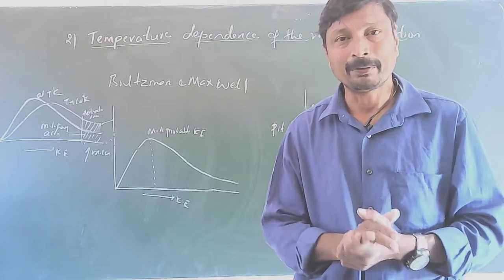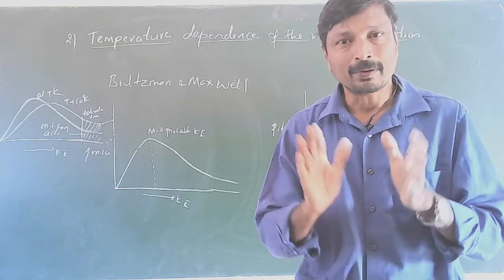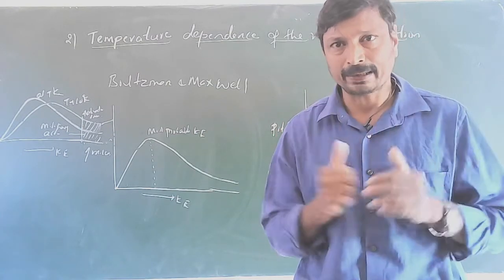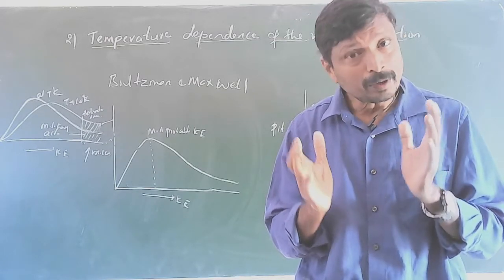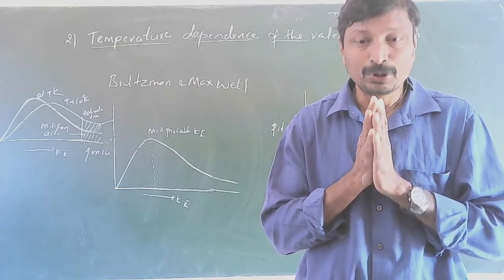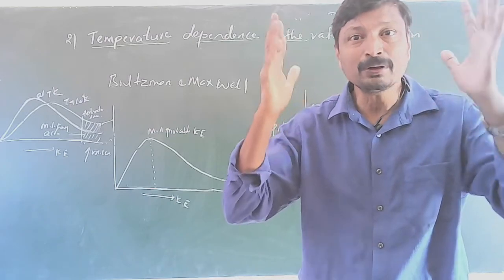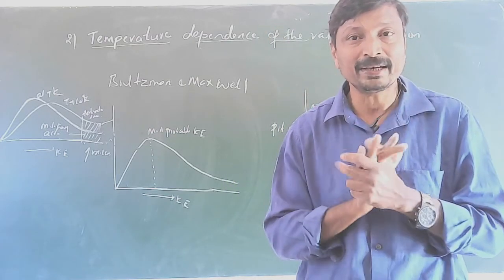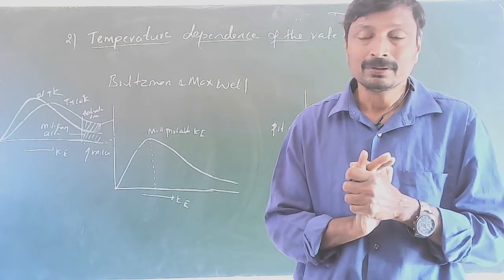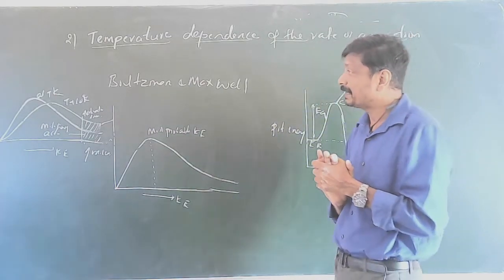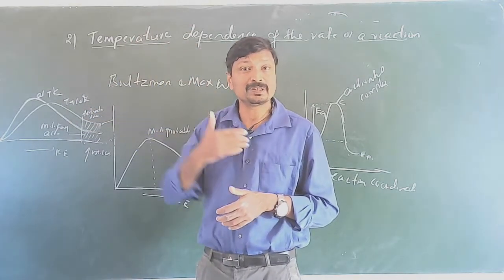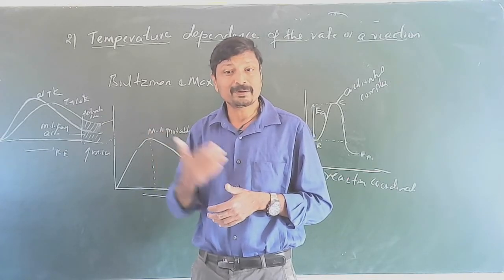I will repeat one more time. According to Arrhenius, how does the reaction take place? Collision between the reacting molecules. After the collision, it gives an intermediate, called the activated complex. In order to form the activated complex, the reacting molecules must have sufficient energy, called activation energy. So by increasing the temperature 10 degrees centigrade, the number of molecules having activation energy doubles. Because of that, the rate of the reaction doubles.